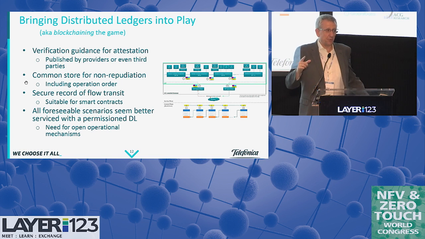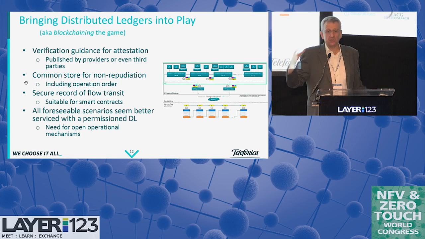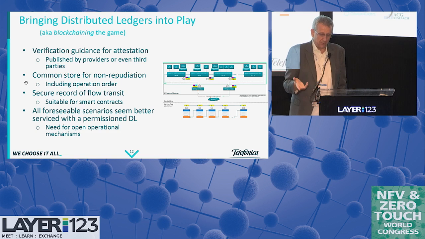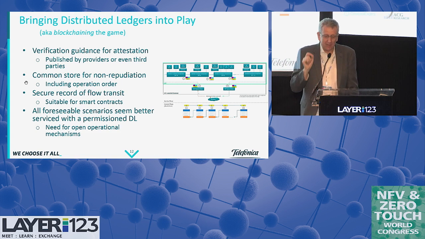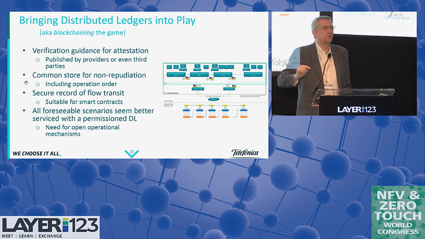A common store for node repudiation. We're talking about the requester and the responder having separate logs that can be compared. If you store in a distributed ledger, everybody could verify it in a single place. For sure, a secure record of flow transit would be extremely interesting for using smart contracts, though, mind you, we are not talking here about cryptocurrencies. We're not talking about creating a cryptocurrency on the network. Simply having a distributed ledger, and this is why we're not talking about blockchains.